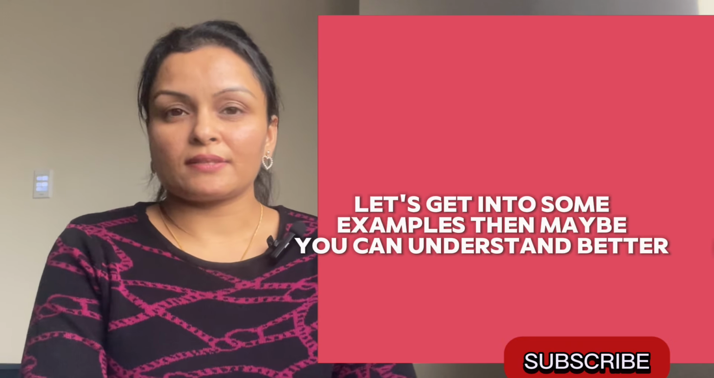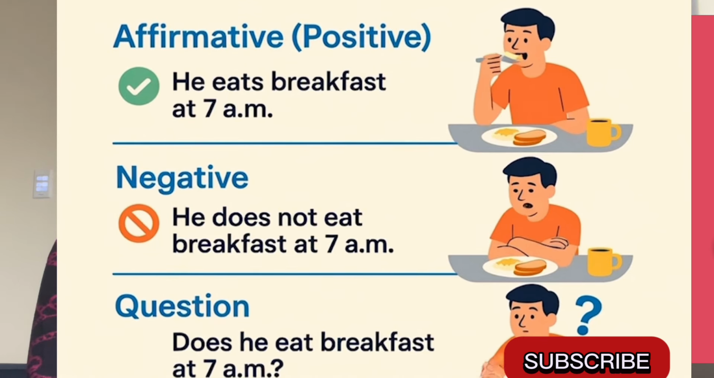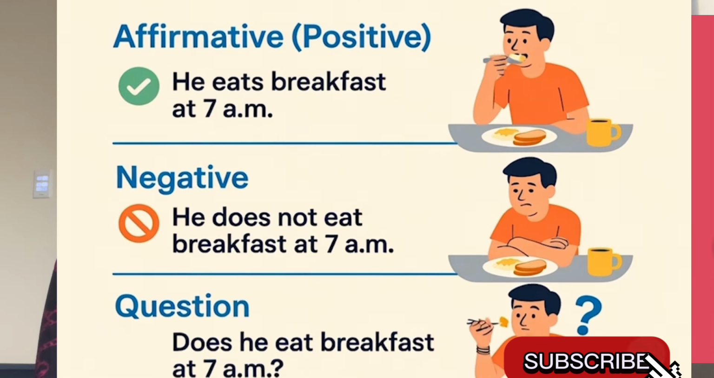Some positive sentences. He eats breakfast at 7 a.m. Negative sentence. He does not eat breakfast at 7 a.m. We use do for negative sentences and for questions. Now for question, does he eat breakfast at 7 a.m.?